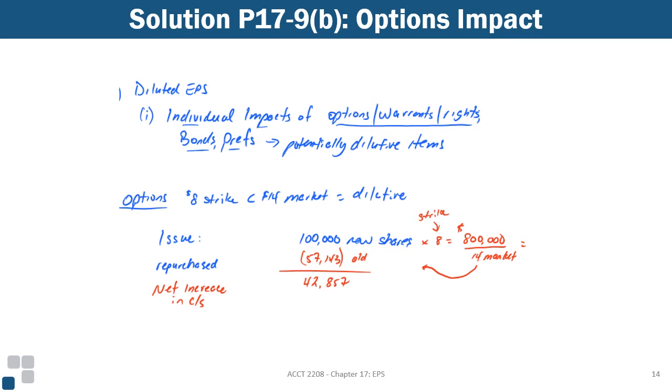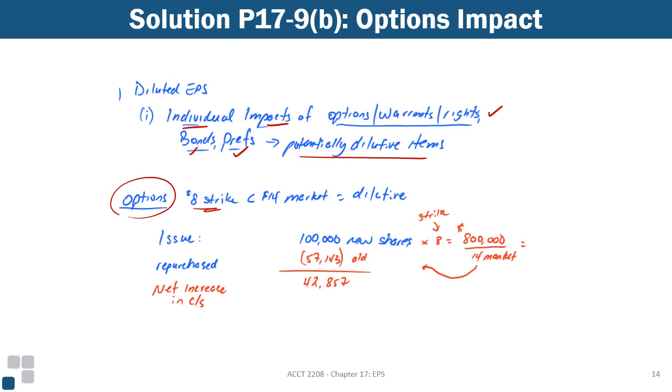Step 2 is to do the individual impacts of the warrants, options, and rights, the bonds, and the preferred shares that make up potentially dilutive items. I always like to start with options, warrants, or rights first to get them out of the way. There are only options in this problem. So what do we know about these options?